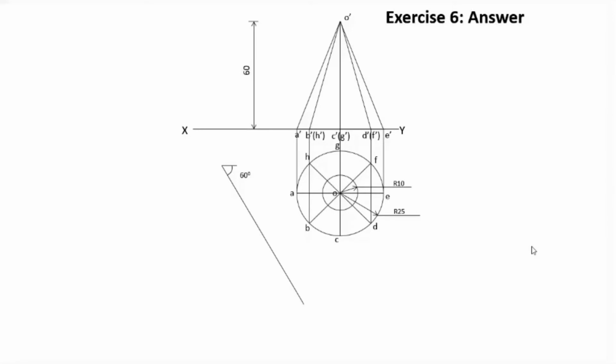In this case, the 60 degree is marked. The line is drawn towards the left. In your drawing, if you feel that it is comfortable to draw it towards the right, then you can draw it towards the right also, no problem.